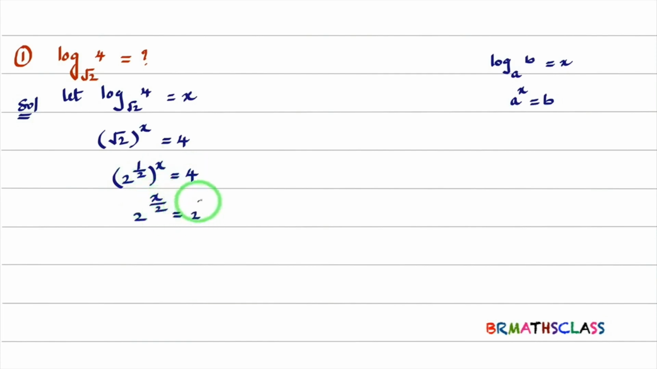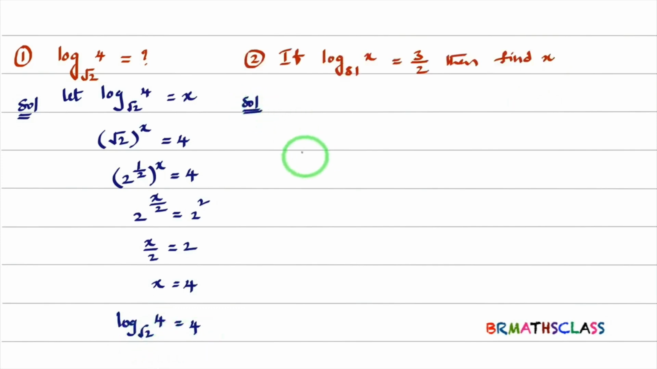4 can be written as 2 square. Yes, now you see bases are equal, so powers are also equal. What can you write here? You can write that x by 2 equal to 2. From this, what is x? You take 2 to this side. 2 into 2, 4. So x is 4. Actually, we considered log 4 base root 2 as x. So what is the value of log 4 base root 2? We got that log 4 base root 2 value is 4.